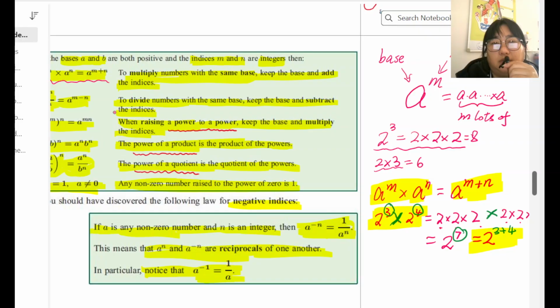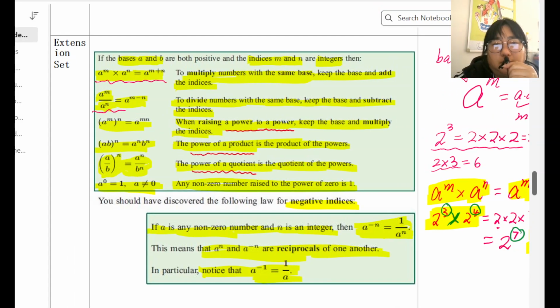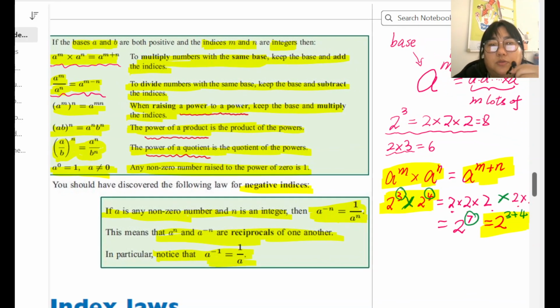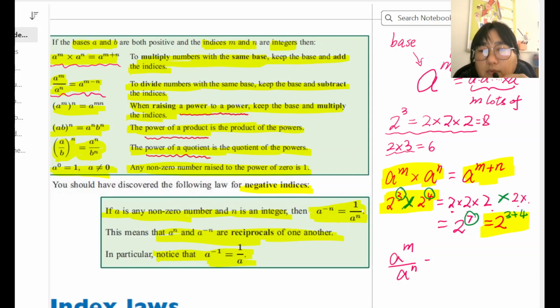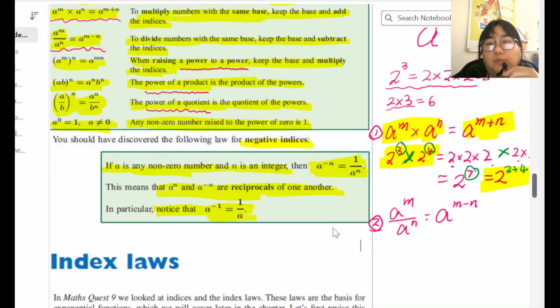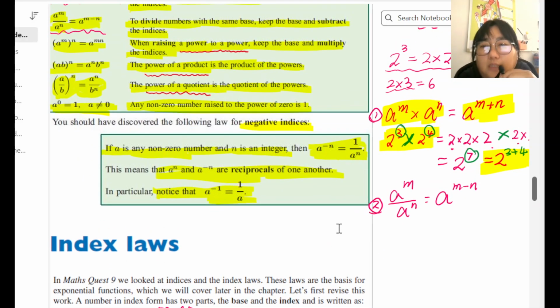The first one we have finished. Now we check the second one, division. When you divide two powers, you use the indices and do a subtraction. That is our second law. From this, we can give an example like this.